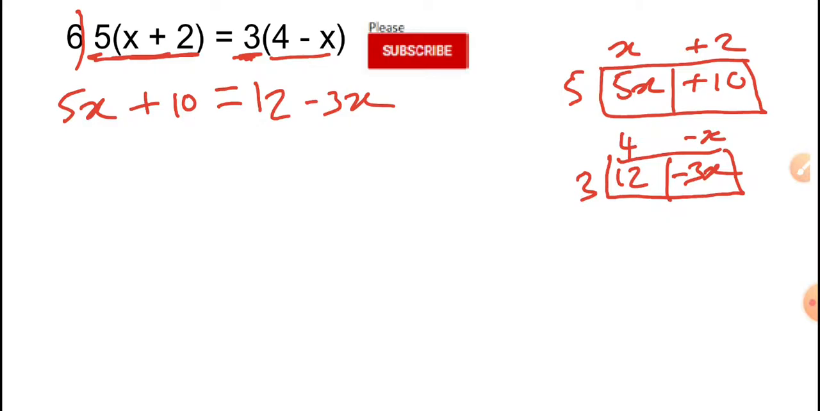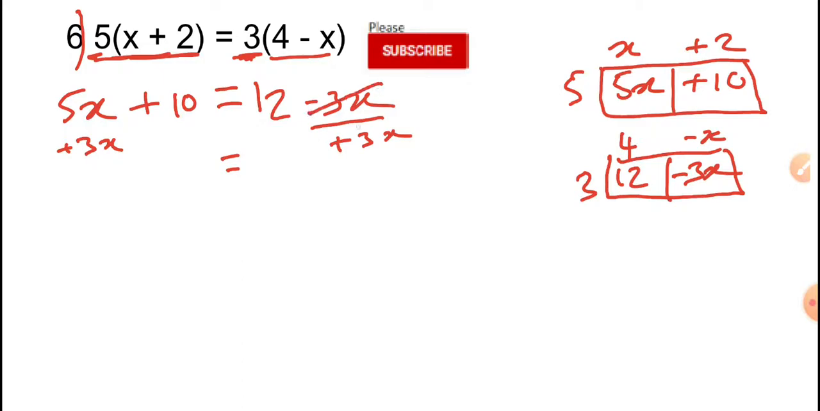So now we ask ourselves which side has more x's. I can see there's more x's on the left hand side, so I have to collect all my x's on the left hand side, which means I want no x's on the right hand side. So how do we do that? We have to get rid of this minus 3x. We do that by adding 3x to both sides.